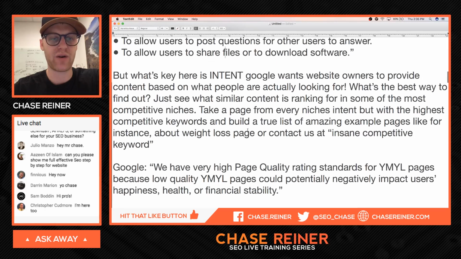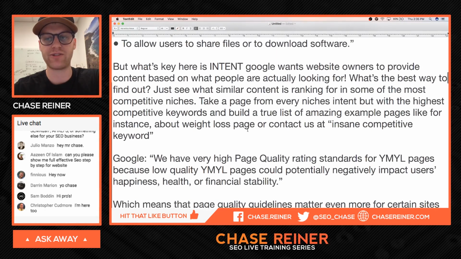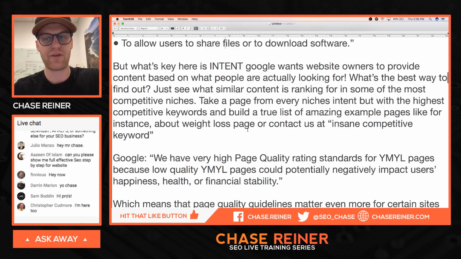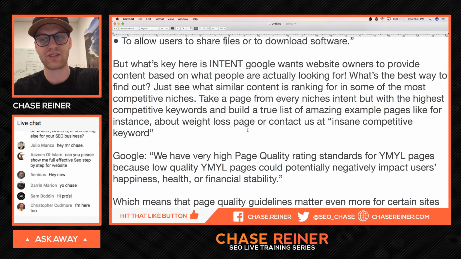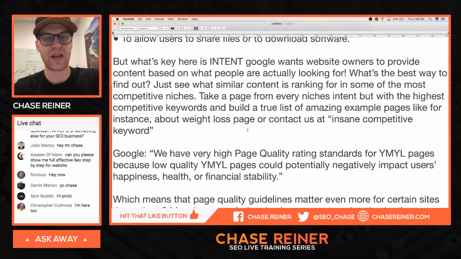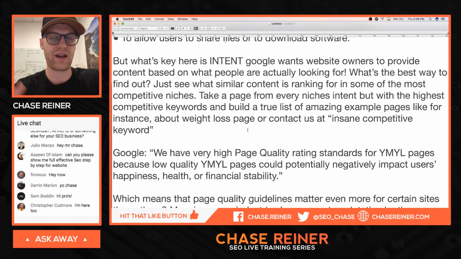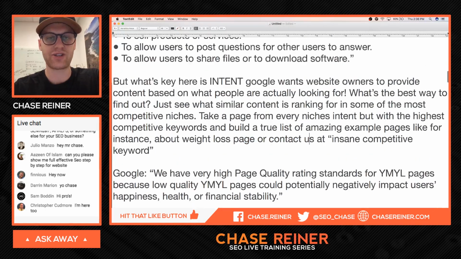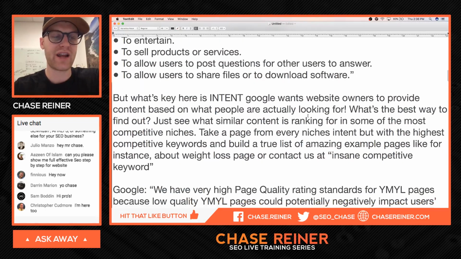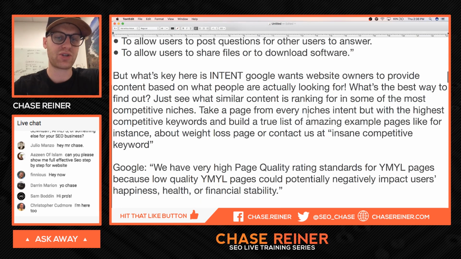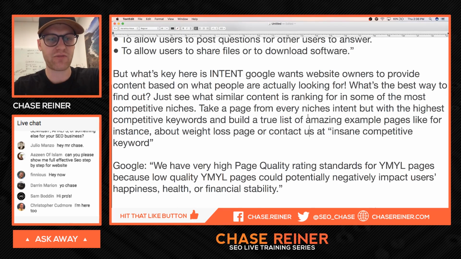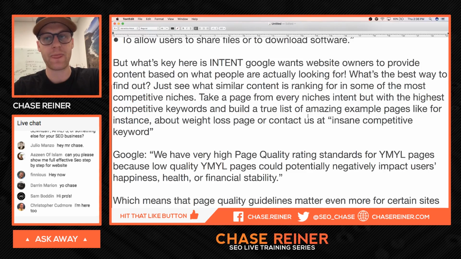What's the best way to find out? Just see what similar content is ranking for in some of the most competitive niches. Take a page from every niche and niche's intent, but with the highest competitive keywords, and build a true list of amazing example pages, like for instance, about weight loss page or contact us at insane competitive keyword. So that would be the search. It's what I was talking about before, but if you're in an industry and you don't know how to rank for something, look for people who have really authoritative content that's ranking really well and bringing in traffic, and you can see how much traffic they're bringing in with tools like Ahrefs and SEMrush, or at least estimations, and then use that as a template.